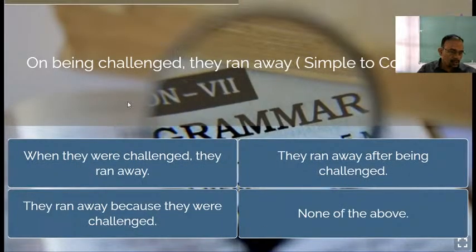Next question: on being challenged, they ran away. Simple to complex. You have to again make it a complex sentence. On being challenged, they ran away. So what is the complex sentence in the given options? When they were challenged, they ran away. They ran away after being challenged. They ran away because they were challenged. None of the above.